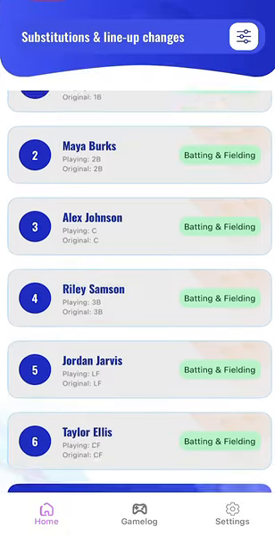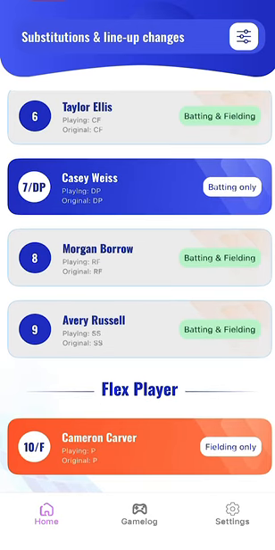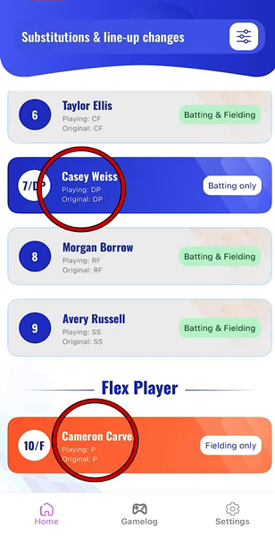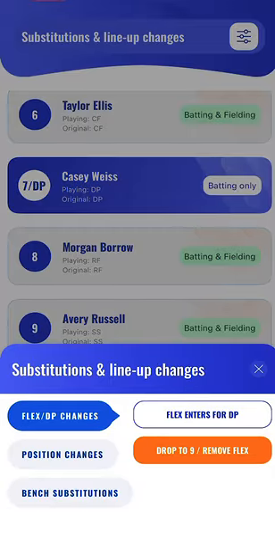That's at that moment. So now after that moment, we can go ahead and make any legal substitutions. So this app will only follow legal substitutions. So we're going to start by simply putting our flex in for the DP spot. So Carver is going to go in for Weiss. That means Weiss is going to come out of the game. So we'll go up to our substitution bar up here. We're going to tell the umpire, hey, I want my flex entering in for the DP.